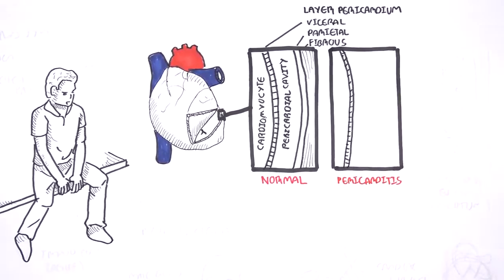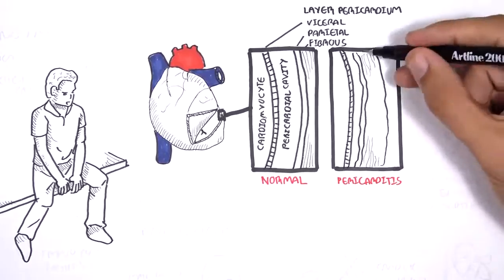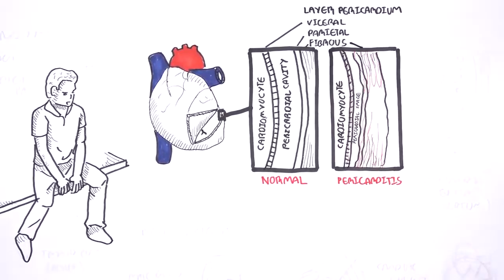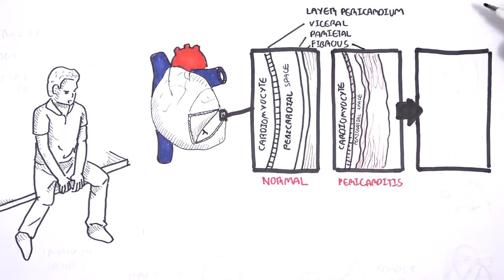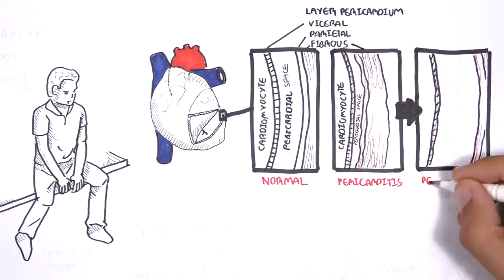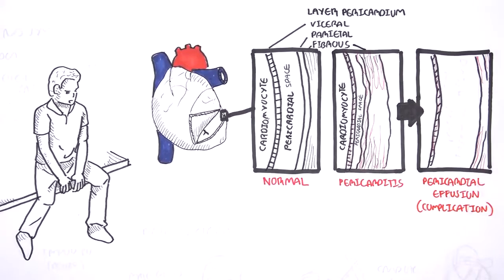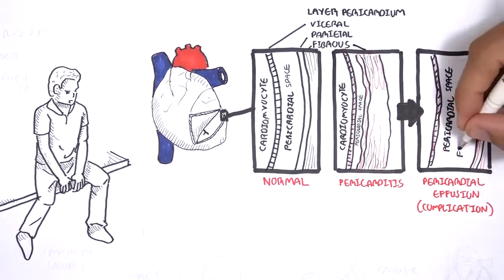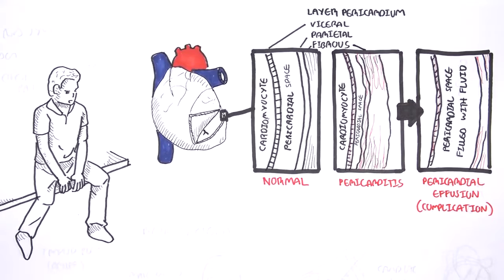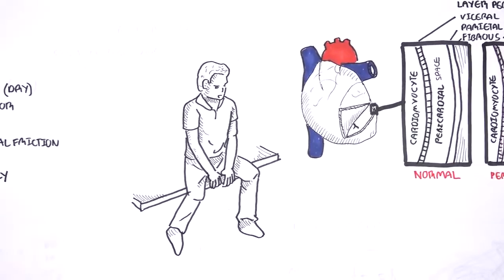In pericarditis, there is inflammation of the pericardium, which results in narrowing of the pericardial space, and possibly some scarring. If pericarditis persists and is not treated, it can lead to pericardial effusion, which is a complication. Pericardial effusion is when the pericardial space is filled with extra fluid. The extra fluid exerts pressure on the heart muscles, resulting in cardiac dysfunction.